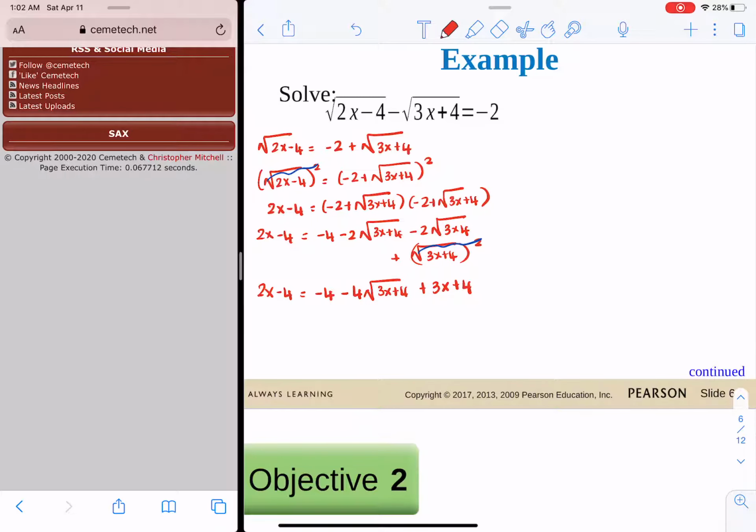So the 4 and the negative 4 would go away, and we would simply have 2x minus 4 equals negative 4 square root of 3x plus 4 plus 3x. And let's move everything to one side.